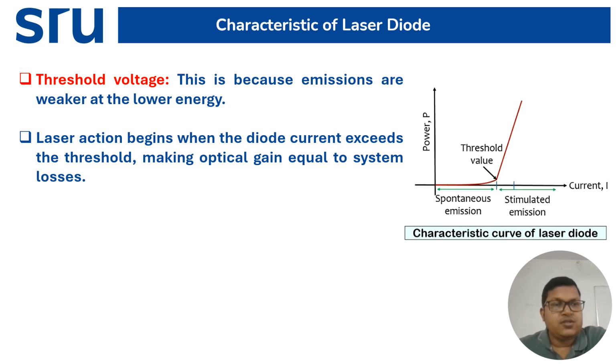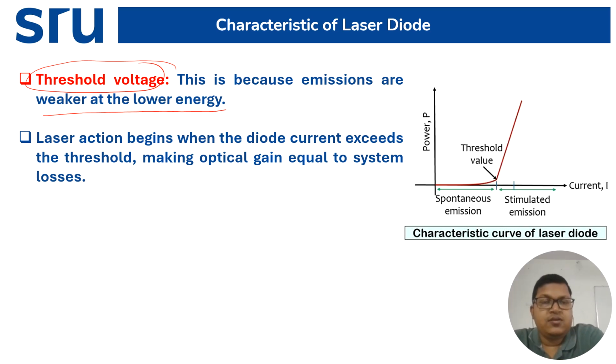So we'll see what the threshold voltage is. This is because emissions are weaker at lower energy. You might be thinking that if we give smaller energy, the emission will also happen, but that is not going to happen. So this is the threshold voltage, after which the emissions become so high that they become very significant. In the image also you can see this is the threshold voltage.